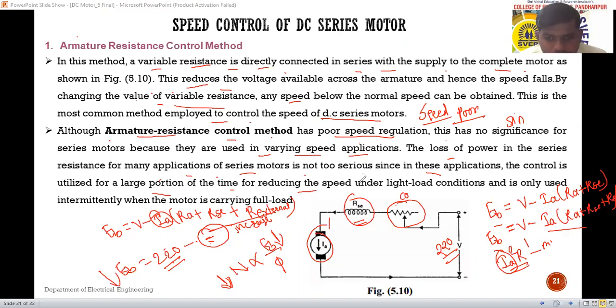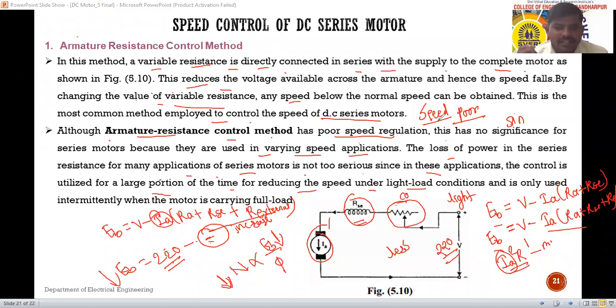So this control technique can be utilized here for a large portion of the time for reducing the speed under light load condition. That is, when the load on the machine is low. Do you know that at a light load condition, the motor takes less current from the supply, and less current means the power loss also reduces. Then we get better regulation. So it is normally used for light load condition.